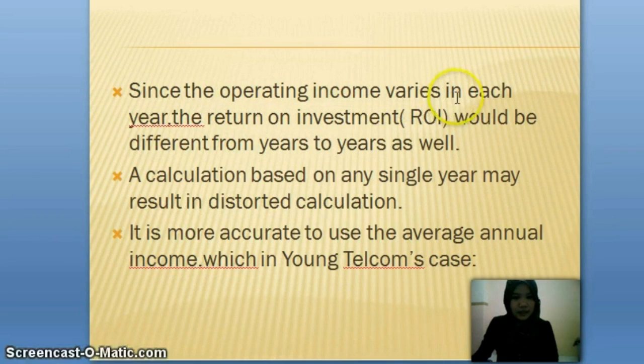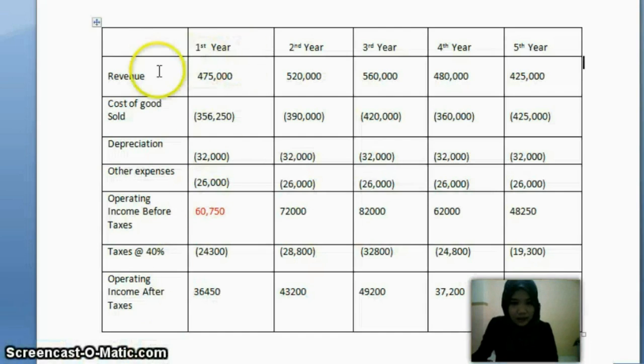Since the operating income varies from year to year, the return on investment, that is ROI, will be different from year to year. As well, a calculation based on any single year may result in a distorted calculation. It is more accurate to use the average annual income. Okay, we can see this example. Okay, there is the answer. First, all of this you can get from the income statement.